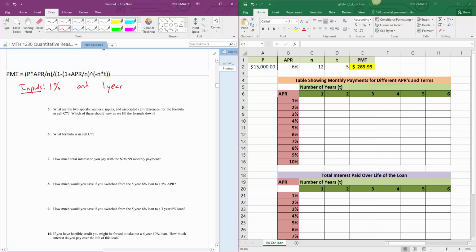Then it asks also, what are their associated cell references? So 1% is in B7, and the 1 year is in C6.